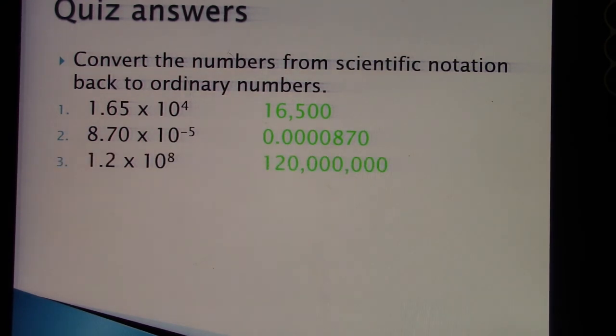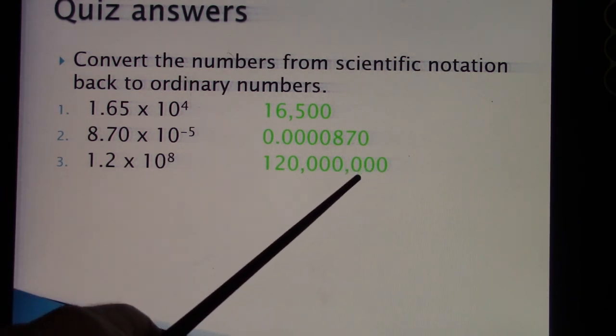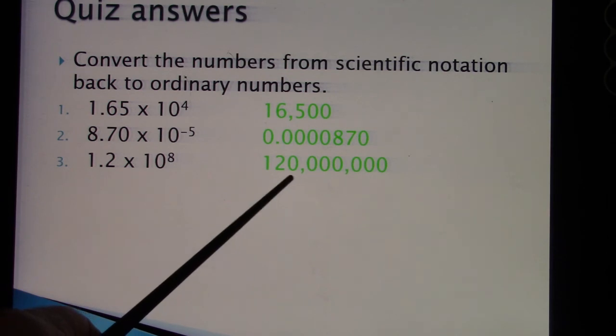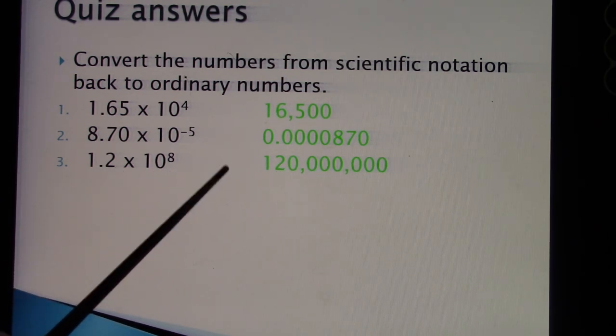Alright, 1.2 times 10 to the 8th is 120 million. Again, you're going to count 8 places. 1, 2, 3, 4, 5, 6, 7, 8. Okay, I have another video on this, so you can check it out. I encourage you to look at it.